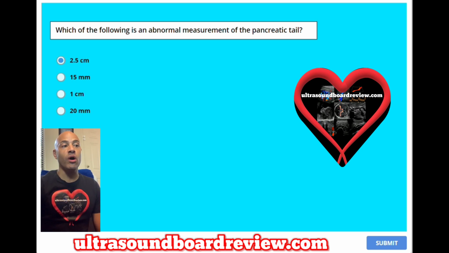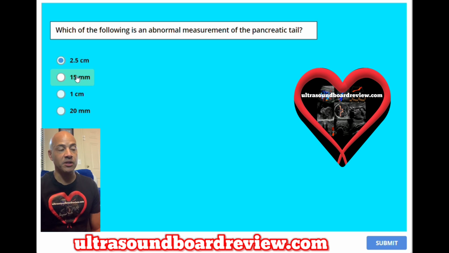The best way to shuffle through all these options is to convert all of them to one unit. So let's say I use millimeters. All I have to do is move this decimal point one time to the right. This gives me 25 millimeters, which is bigger than 15 millimeters. Then I will convert this by moving the decimal point over one time. This will give me 10 millimeters. This is still bigger than this. And this is already converted to millimeters. So I know that this is the biggest option.